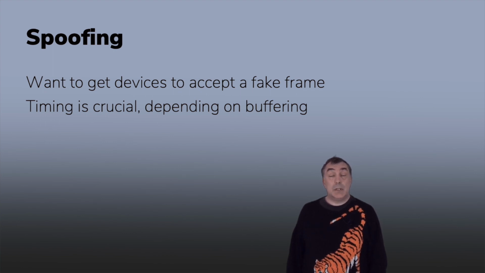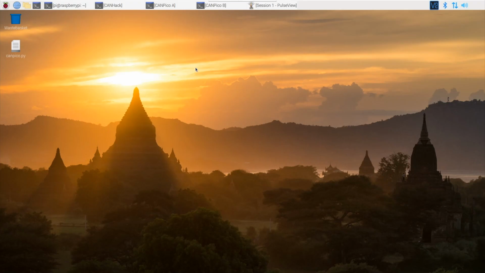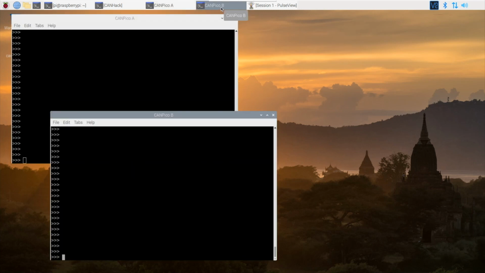The doom loop happens when two CAN controllers send the same frame at the same time and they clash, causing errors, and then both retransmit their frames. This happens again and again and again in a loop, and we can show this happening in the lab. To see what happens when two CAN controllers both transmit frames with the same ID, we can use the two CAN Pico boards.